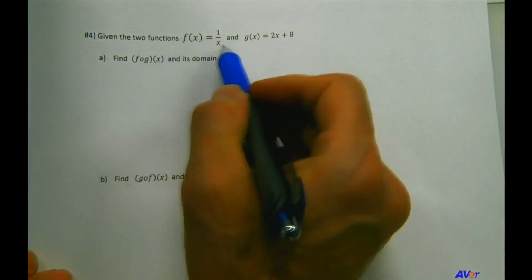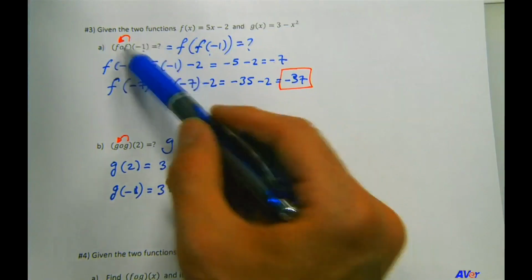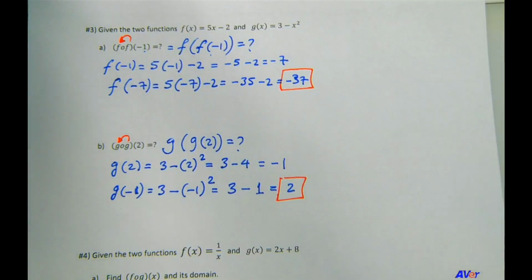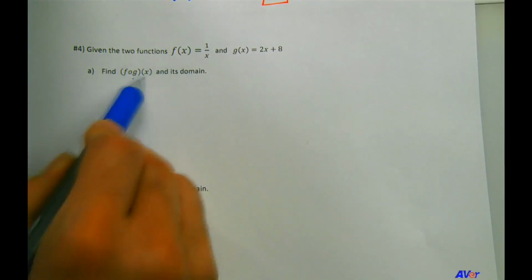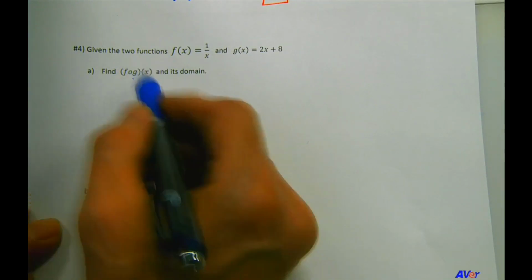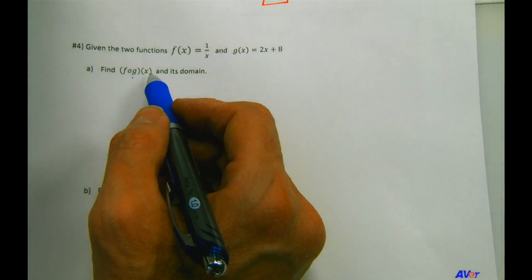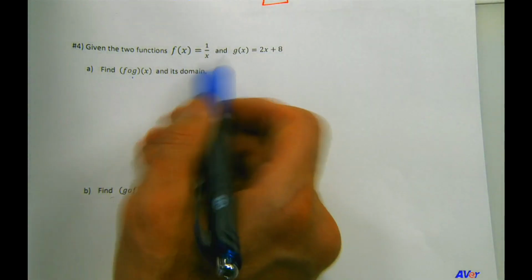Okay, so given the two functions, f and g, compare this with what we just did. Every example we've done so far, the composition function was evaluated at a number. This time, no. It says find the composition function at x, so that means we're going to get a new function, a new function which is a composite of these two functions, f and g.